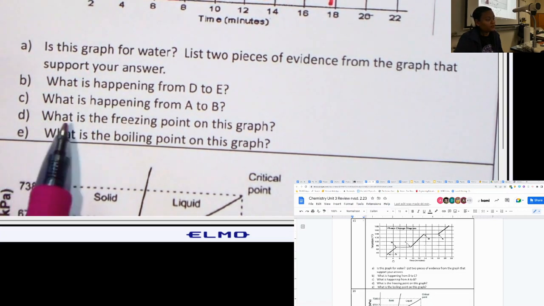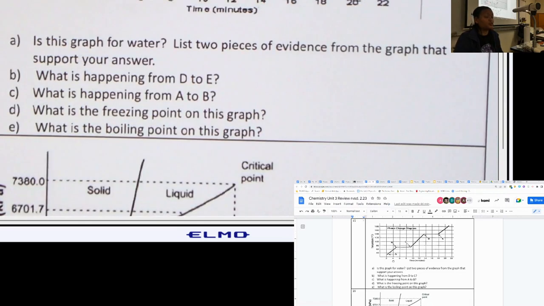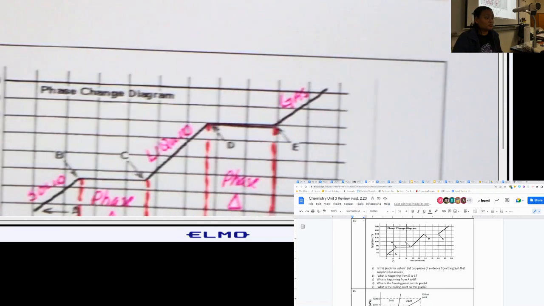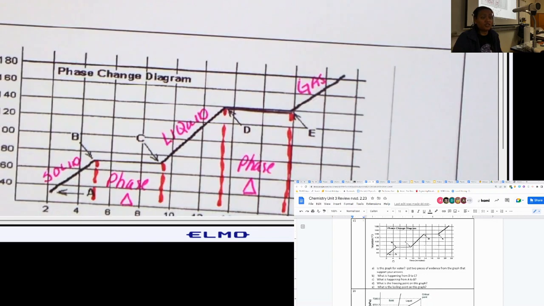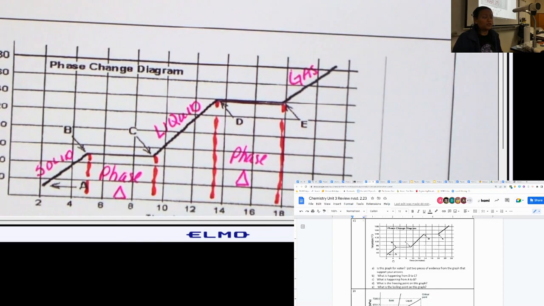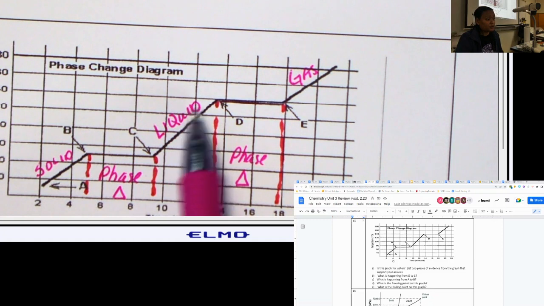What is the freezing point on this graph? Okay, so when you're freezing, you're changing what to what? Just to make it easy, let's think water. When you hear the term freeze, we're going from what state to what state? Liquid to solid, so that means I'm moving backwards. So where is the freezing point?